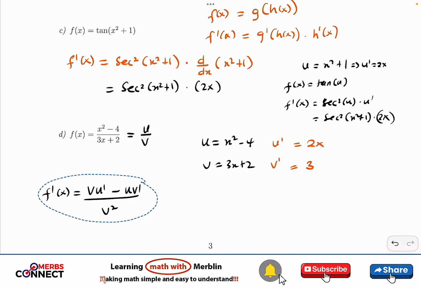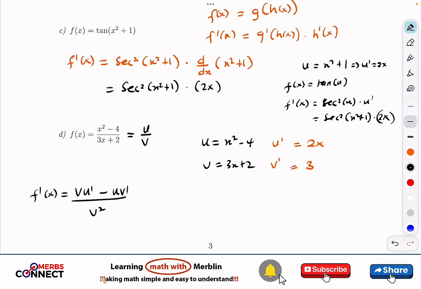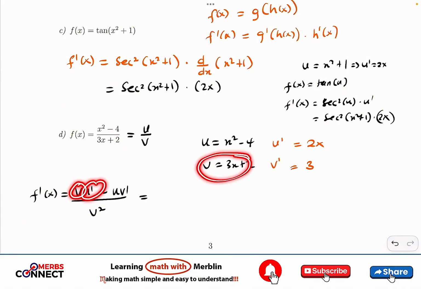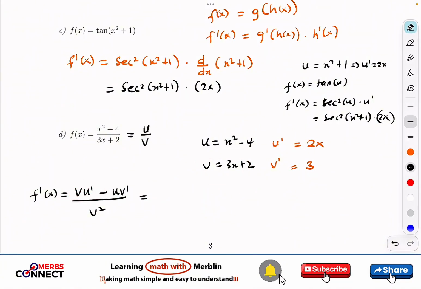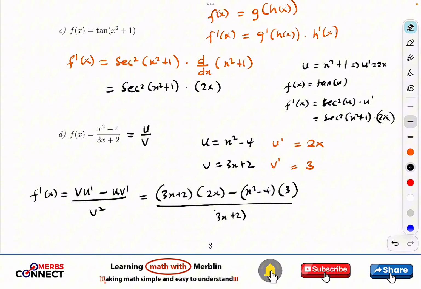So all I just need to do here is now do substitution because I know the formula here. So v is here, u prime is also here. So I'm going to have 3x plus 2 times 2x, then minus u, which is x squared minus 4, times 3, divided by 3x plus 2 all squared.